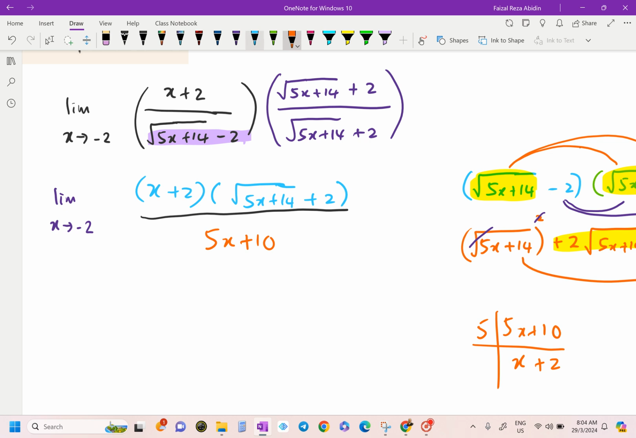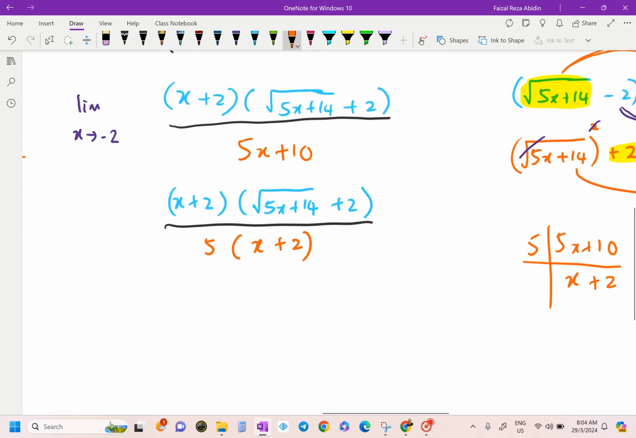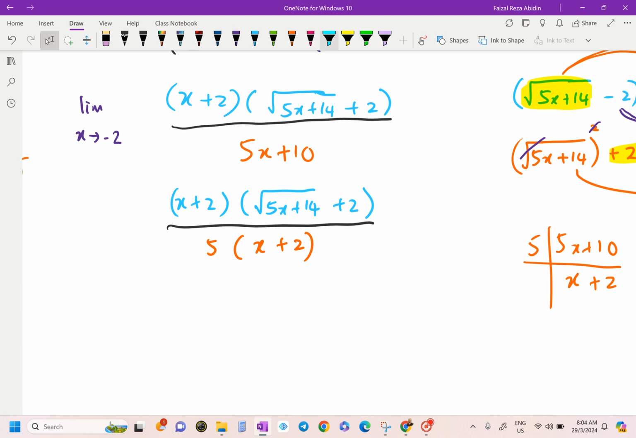So what happened over here? Just copy back again. x plus 2 at our numerator, square root of 5x plus 14 over here plus 2. Okay, over. The denominator now I'm going to get 5 with x plus 2. So if you look over here, what happened? We can simplify already. Which one you can simplify? This one, x plus 2 with x plus 2. So what left over here? You are going to have the square root of 5x plus 14 plus 2 over 5.